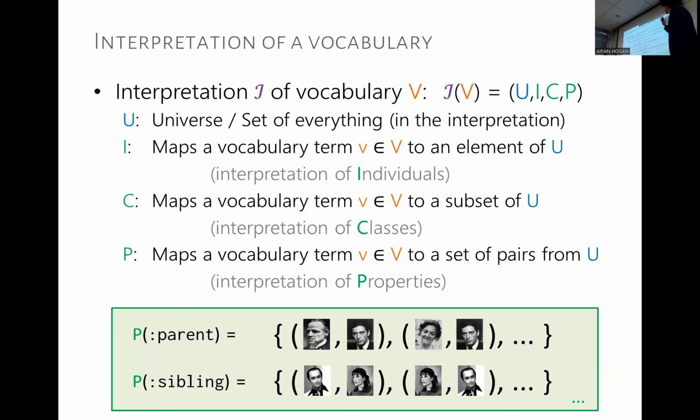So we have 4 elements in our interpretation of a vocabulary. We have the universe, the things we want to talk about. We have this I function, which maps from vocabulary terms to elements of U. We have C, which maps from vocabulary terms to subsets of U. And we have P, which maps vocabulary terms to sets of pairs from U.